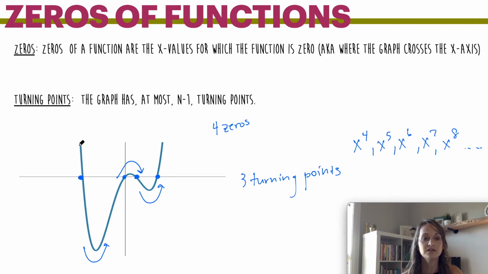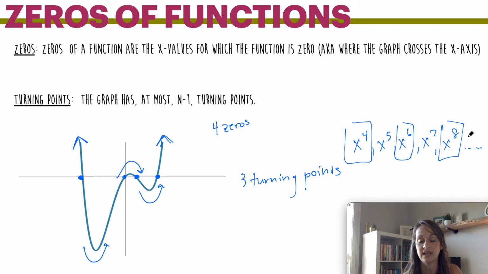Now, we also know, if you notice, that both the left-hand side and the right-hand side are pointing up, which means it's an even degree function. That means it is going to be an x to the 4th, an x to the 6th, an x to the 8th, or an x to the 10th. We just know that it has to be an even number for its highest degree.